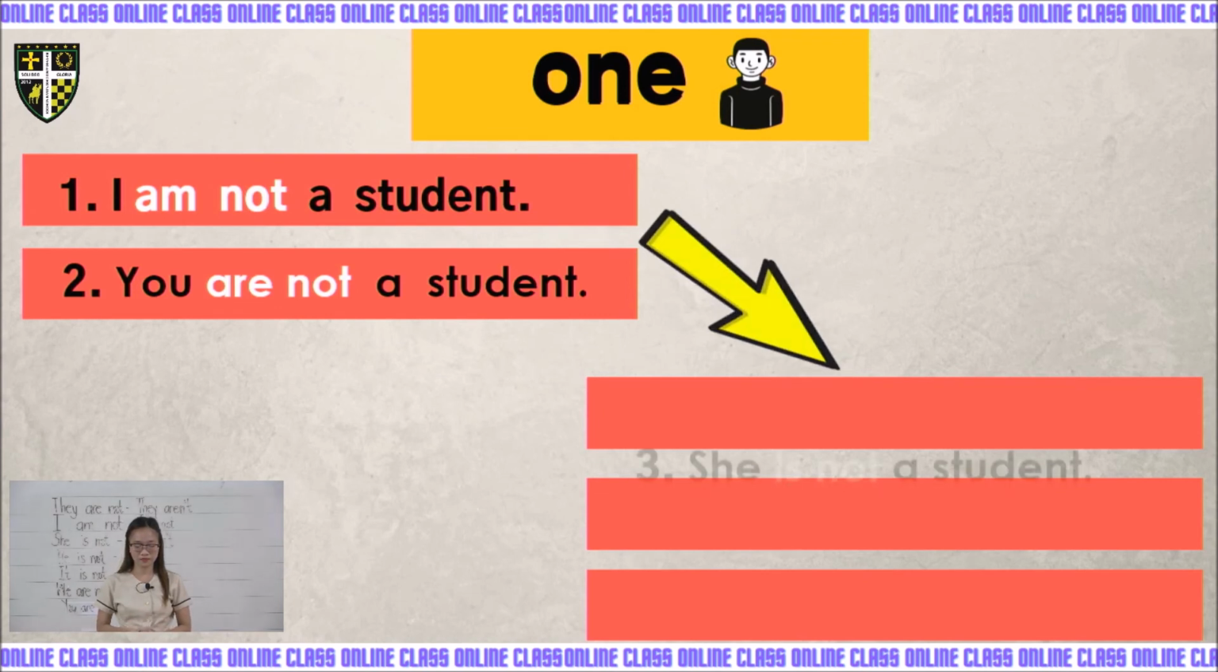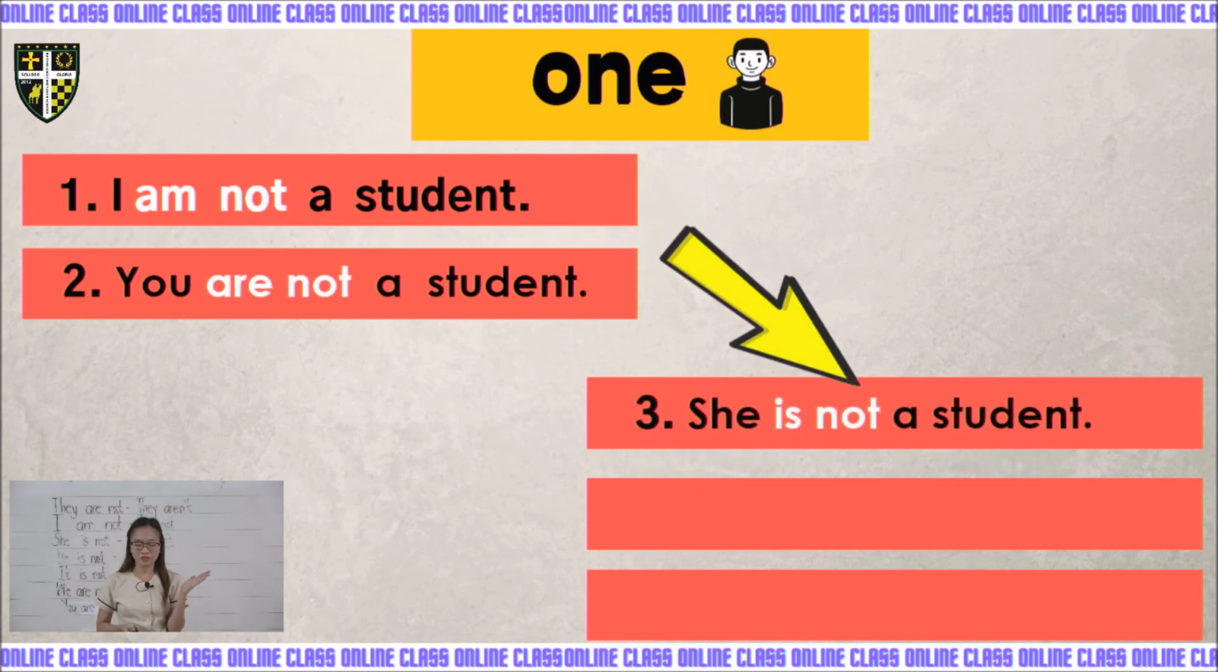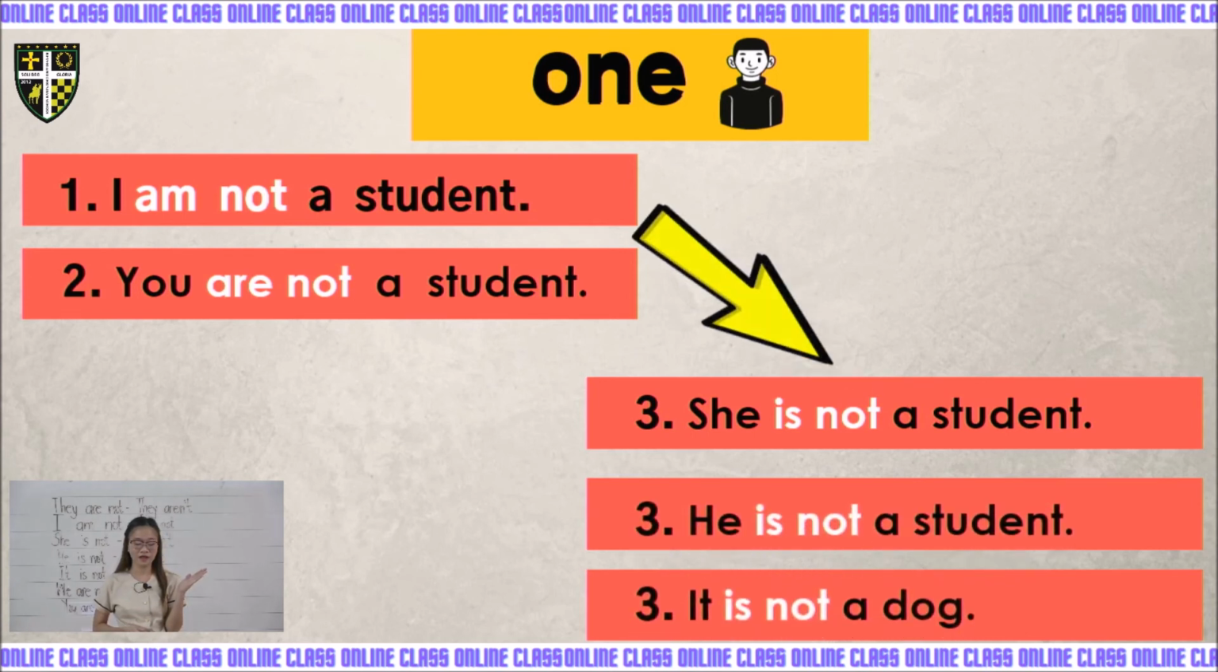Okay, next. So she is not a student, he is not a student, and it is not a student. As you can see, the pronouns we use in these sentences refer to only one, which are she, he, and it. So automatically, kids, the verb that we will use is is. They use the verb is because it's only referring to one.